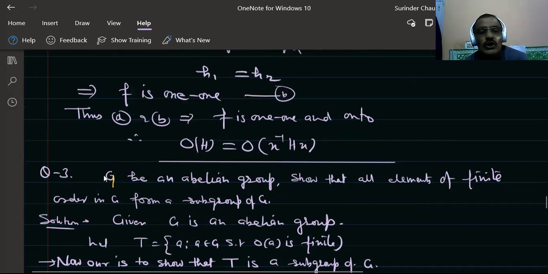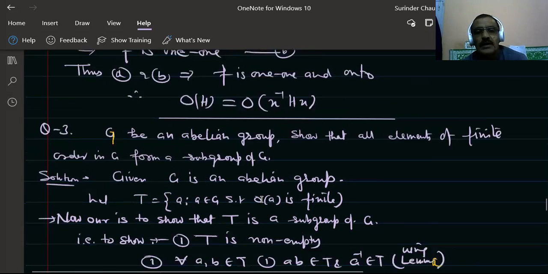Now the next question is: let G be an abelian group. Show that all elements of finite order in G form a subgroup. Now G is an abelian group. Show that all elements of finite order in G form a subgroup.